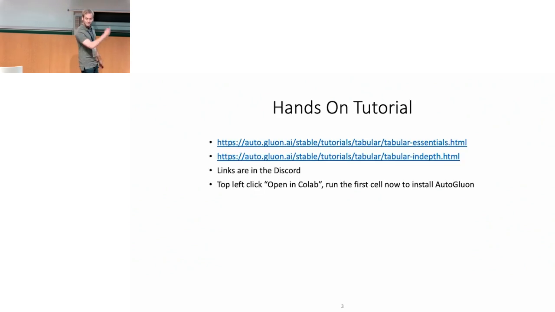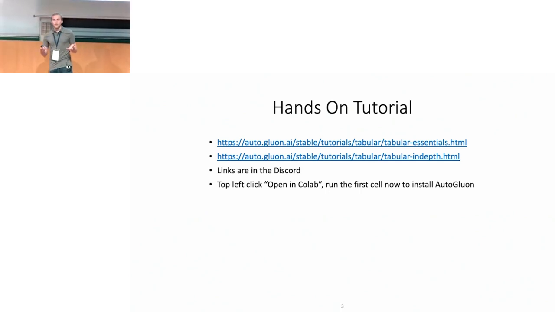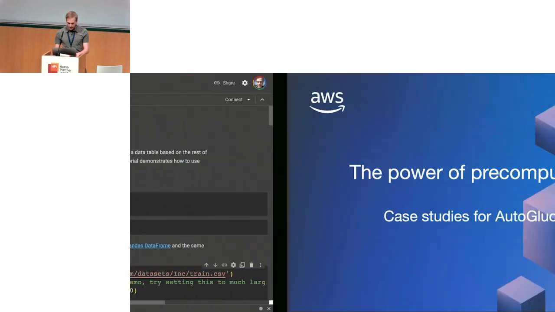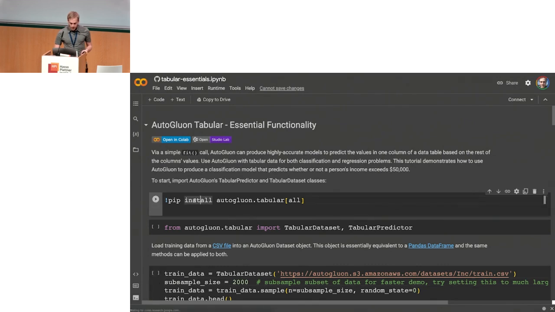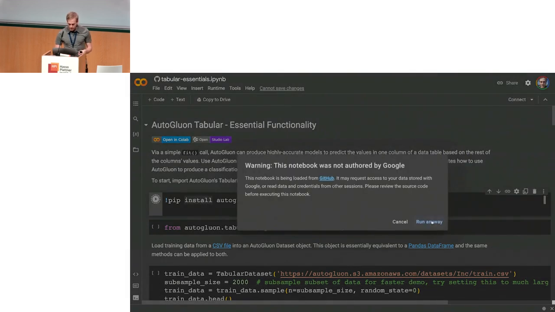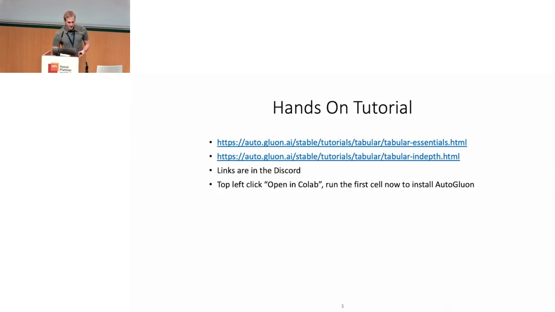All right. So in the Discord channel for this talk, there are links to the hands-on tutorials. If you would like to go along, I will be doing it live as well, but there are links there. And basically, I'd recommend when you get to the Colab notebook, run the first cell, which installs AutoGluon, so you don't need to wait on that. So, as is tradition, let me go and do that right now. Boom, and run anyway. All right, there we go.